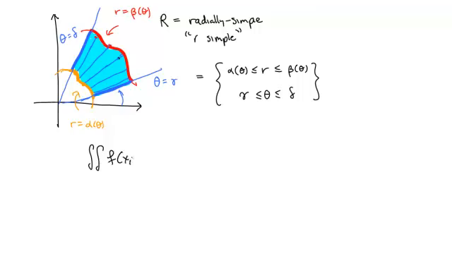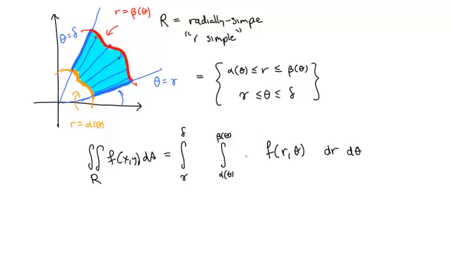Now Fubini's theorem will say that the double integral of the function over this region in its polar coordinate description can be expressed as an iterated integral. We're going to integrate first with respect to R from alpha of theta to beta of theta, and then we're going to integrate with respect to theta from gamma to delta. And the function we're going to integrate is going to be f written in polar coordinates r theta, but we're going to multiply by the scaling factor r.